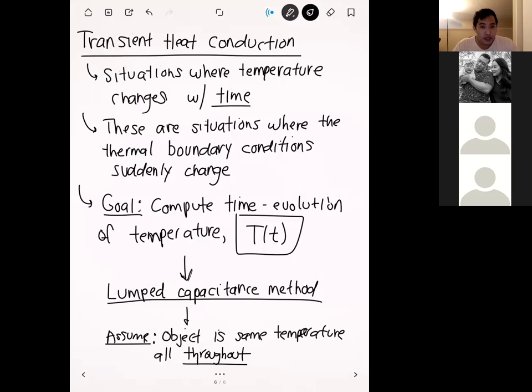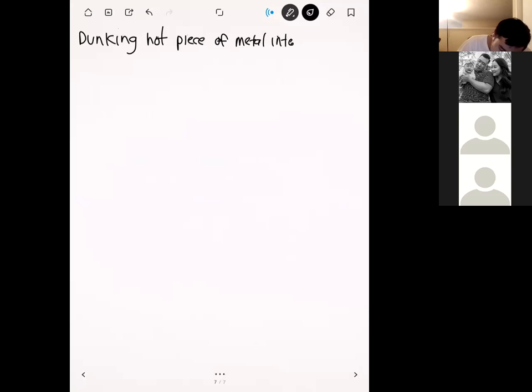Okay. And so let's do a derivation and example at the same time, okay? In this example, just to motivate our equations, let's say that we're taking a hot piece of metal, okay? And then we're dunking it into a water bath. Okay. All right, so the situation looks like this.